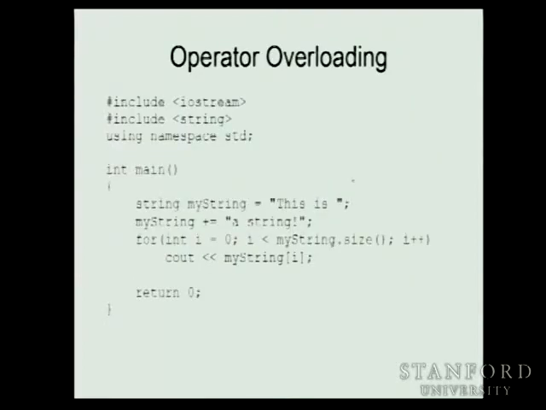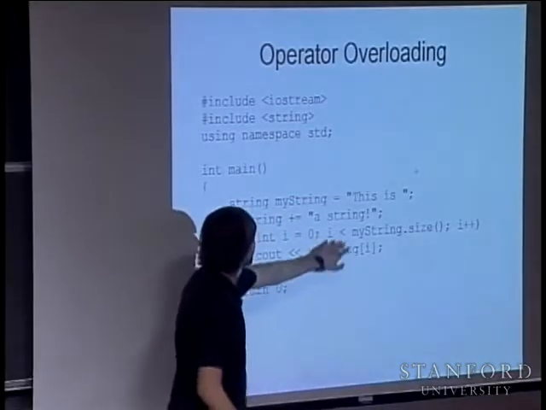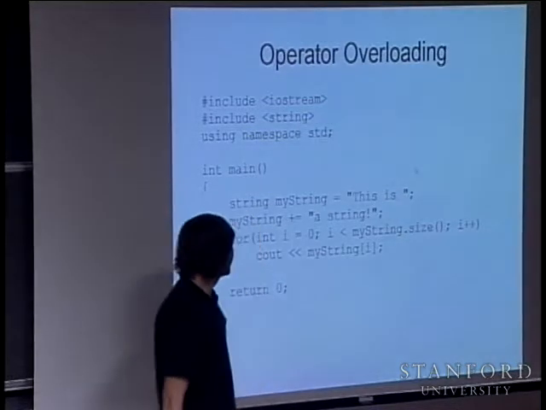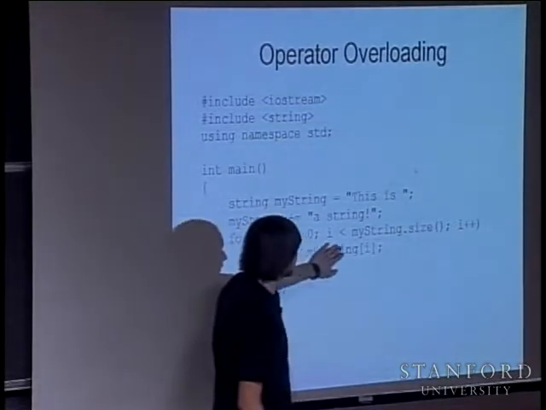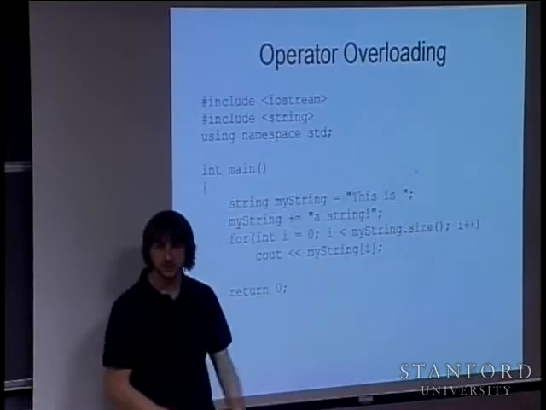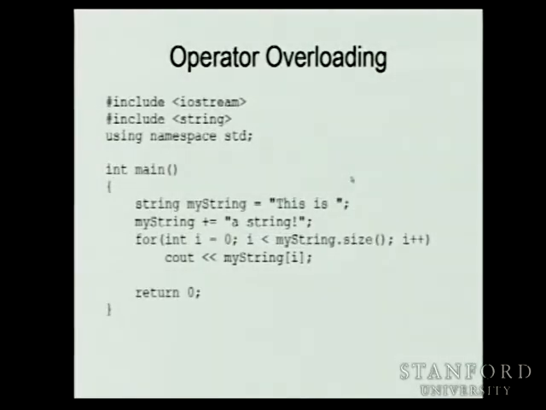So one more thing. This is pretty cool. I have this little code snippet right here. I make a string, and I say my string is equal to this is, and then I tack onto it a string. I'm going to iterate over this entire string. In every step, I'm going to print out the current character. So this just prints out the string one letter at a time. Let me highlight a few things.